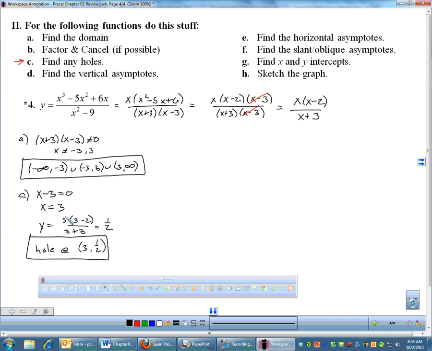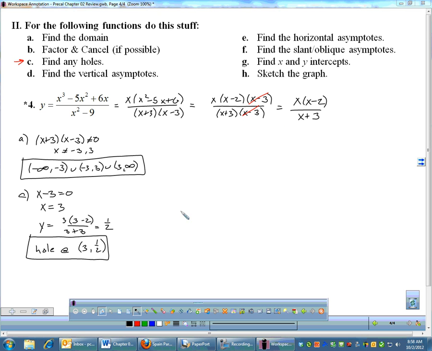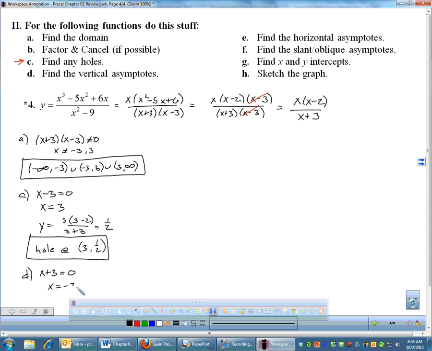So there's my hole. Moving on, any vertical asymptotes, that's what makes the bottom 0 after canceling. So my vertical asymptote is going to be whatever makes x plus 3 zero, because that's my final denominator. That gives me a vertical asymptote at negative 3. Horizontal asymptotes, so see, I've already done A, B, C, D. Horizontal asymptotes, top degree is bigger than the bottom degree. That means there are no horizontal asymptotes.